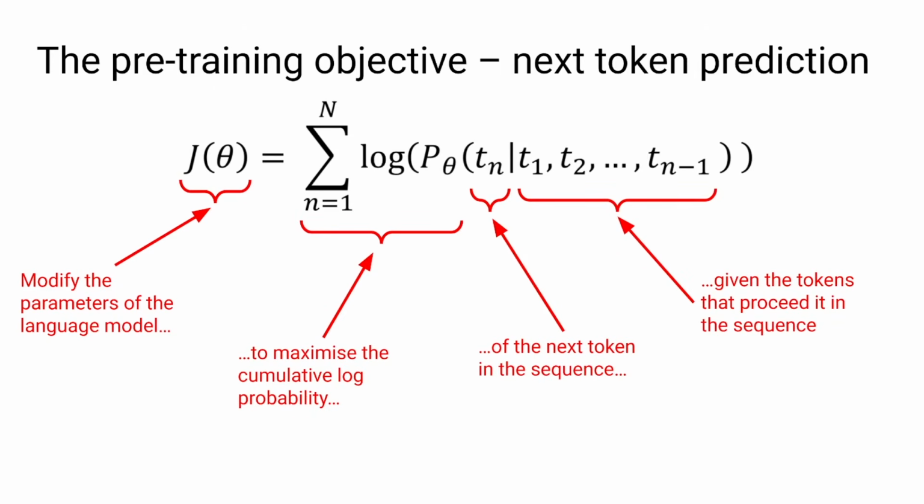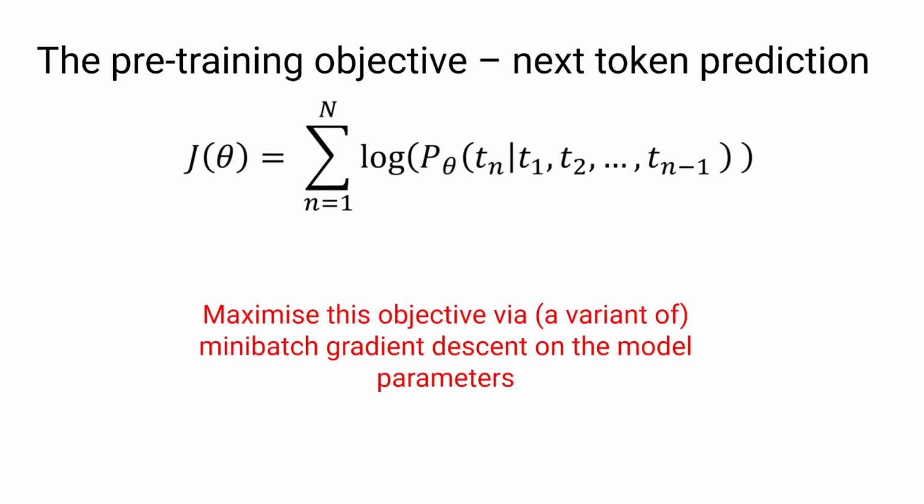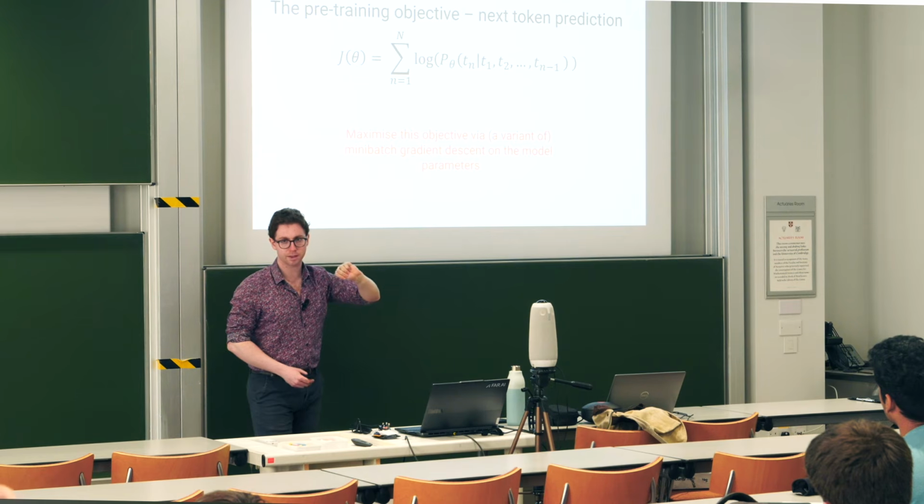In practice, I feed in many token sequences in parallel, and I get it to simultaneously increase the probabilities of all those next tokens in all of those sequences at once. And I keep doing update steps to modify these parameters to increase this probability. So you average this over a batch of token sequences. And the way you modify the parameters is using a variant of minibatch gradient descent, or I guess here it would be ascent on this objective on the model parameters. Does anyone have questions about this?